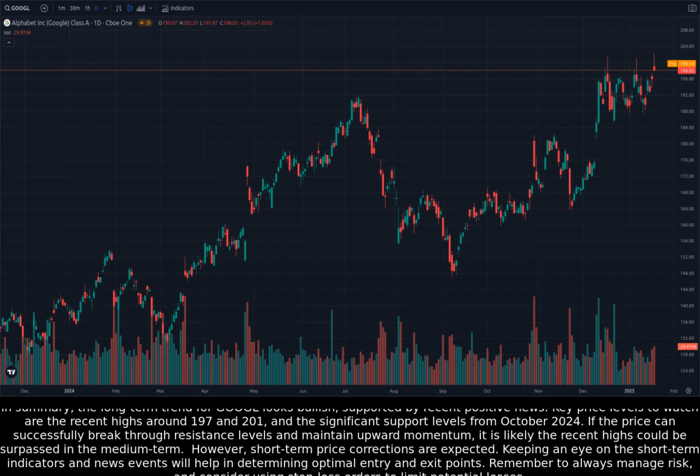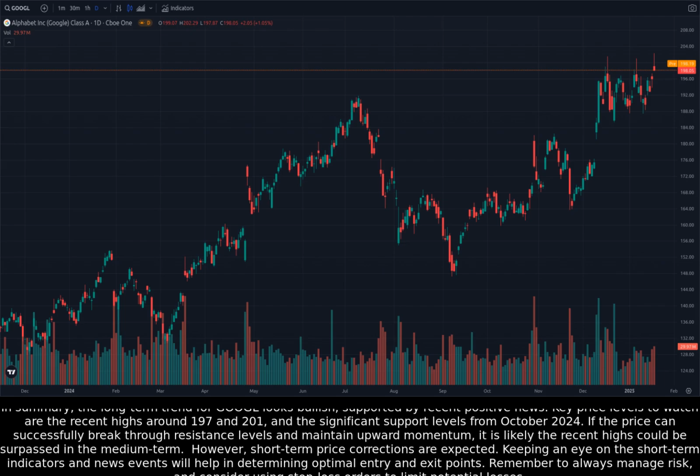In summary, the long-term trend for Google looks bullish, supported by recent positive news. Key price levels to watch are the recent highs around 197 and 201 and the significant support levels from October 2024. If the price can successfully break through resistance levels and maintain upward momentum, it is likely the recent highs could be surpassed in the medium term.